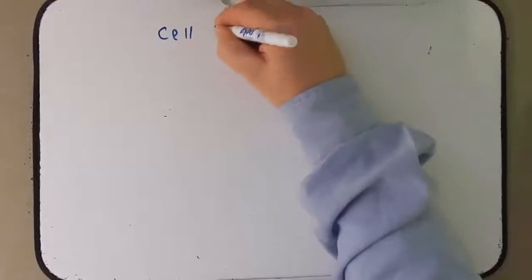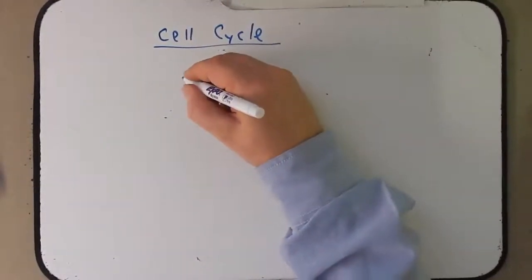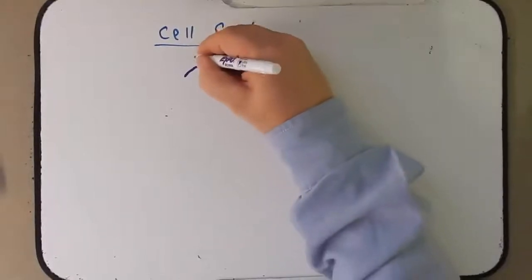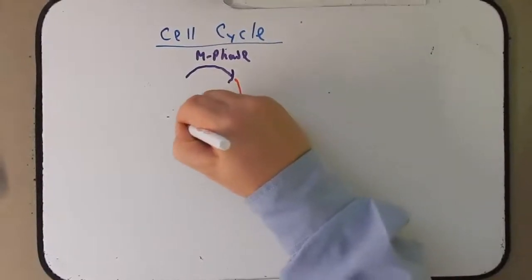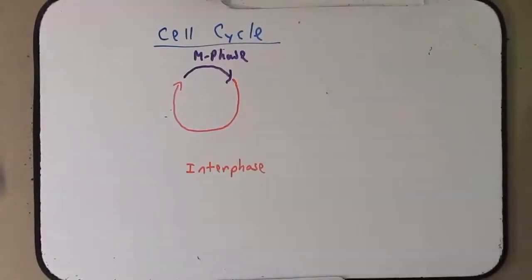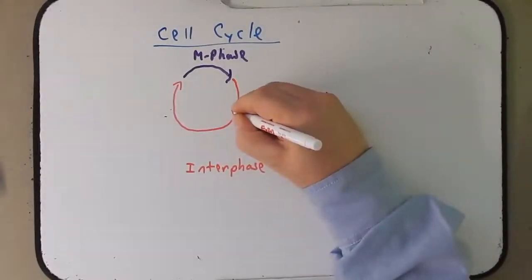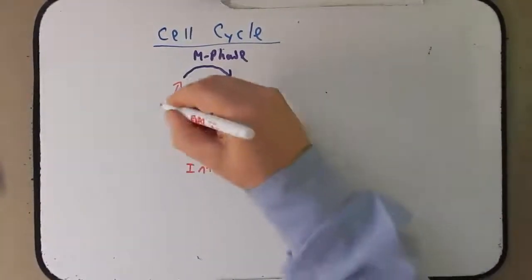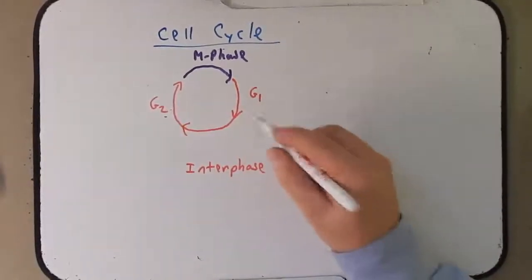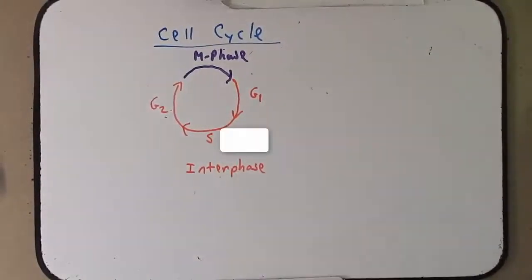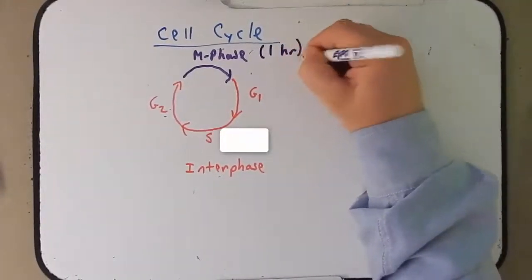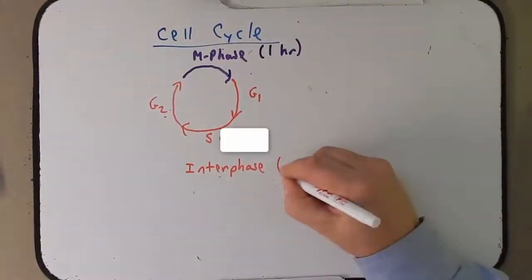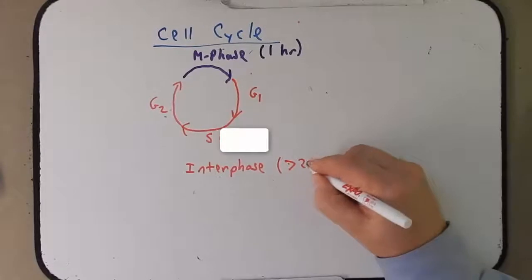So let's talk about the cell cycle. The cell cycle can be divided up into two major phases. The first one is M phase, and the second one is a very long phase of the cell cycle, and this is interphase. Now, interphase itself can be divided up into three sections: G1 and G2 on either end of the M phase, and then S phase. All right, M phase, I'm going to indicate real quick here that it's about 1 hour. That's about how long it takes. Interphase, depending on the cell type, can be greater than 20 hours.